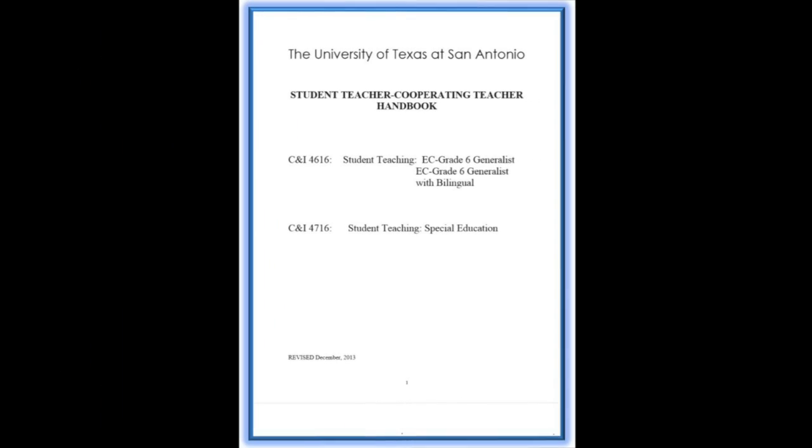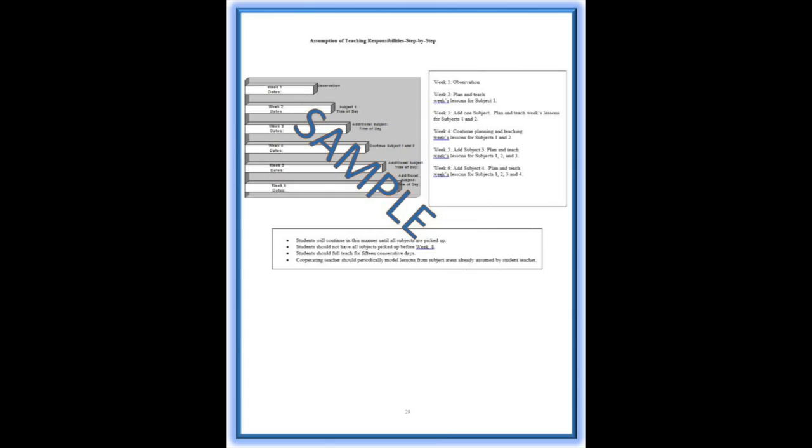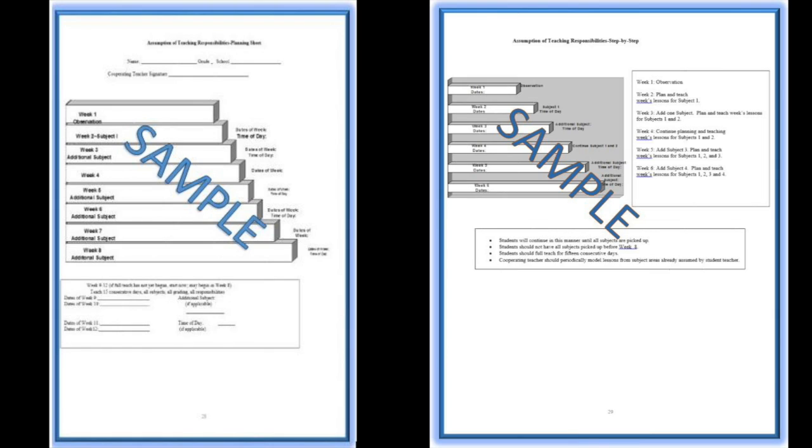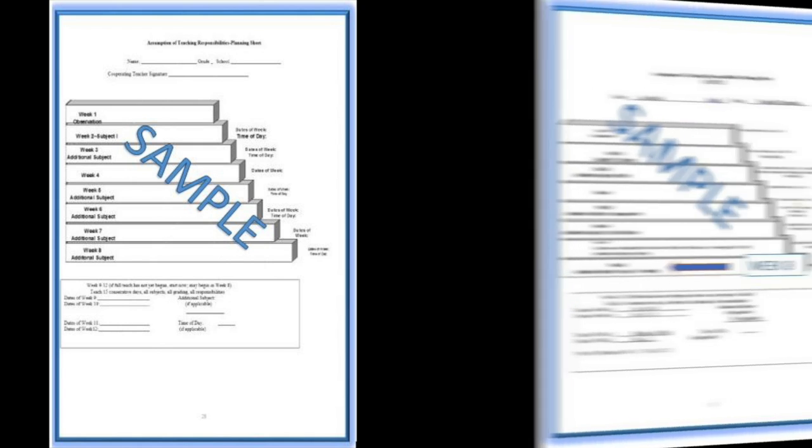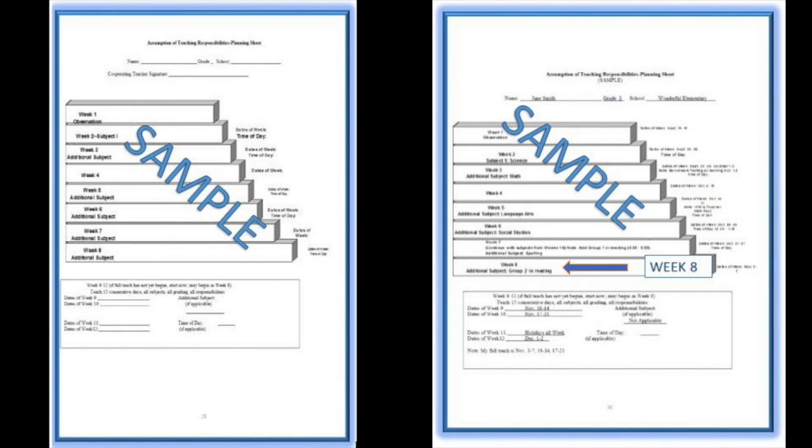Following the introductory few days, the clinical teacher will gradually begin to assume responsibility for planning and teaching lessons. Depending on the grade level or subject, this may be accomplished in a variety of ways. For clinical teachers in elementary settings, the usual procedure is to pick up a subject area, such as math or science or social studies, every week or every other week until all subject areas are being taught by the clinical teacher.